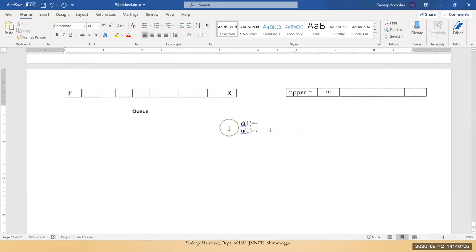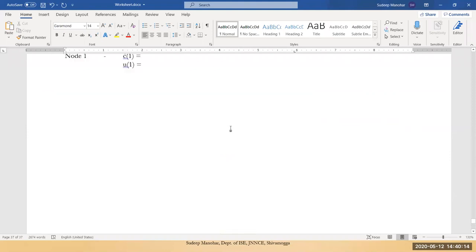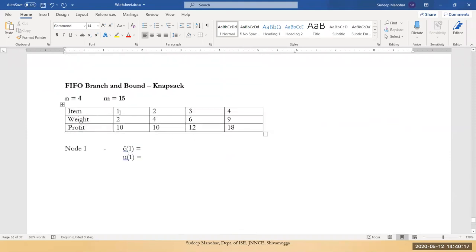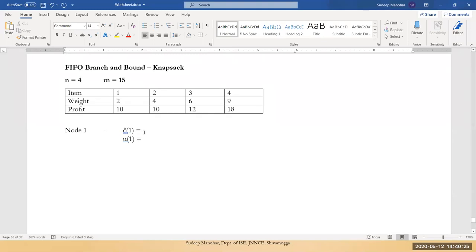I'll be a bit fast because we have already seen the calculations in the previous class. Please follow this. Node number 1. How to calculate for node number 1? For node number 1, you have to calculate by considering with fraction and without fraction. There is no compulsion for any items. With fraction, if you consider all, item number 1 is considered, 10. Item number 2 is also considered, that is 10. Item number 3 is also considered, that is 12. 2 plus 4 plus 6.